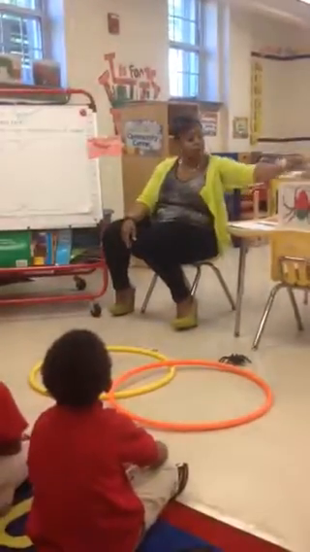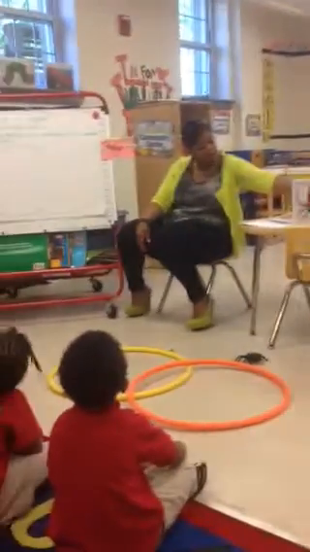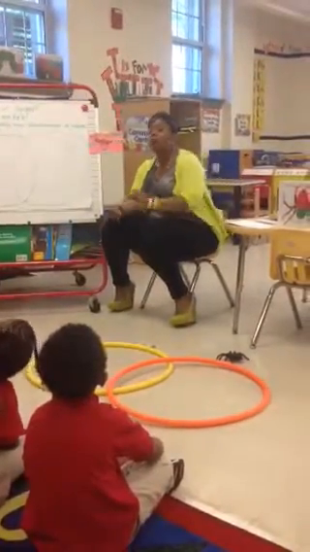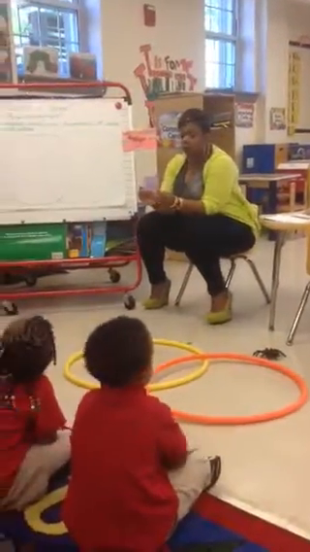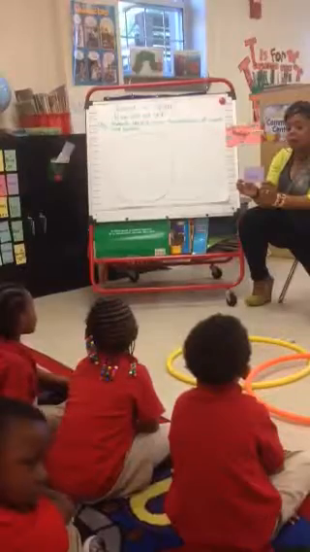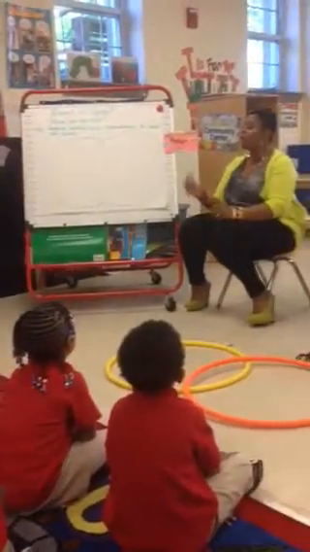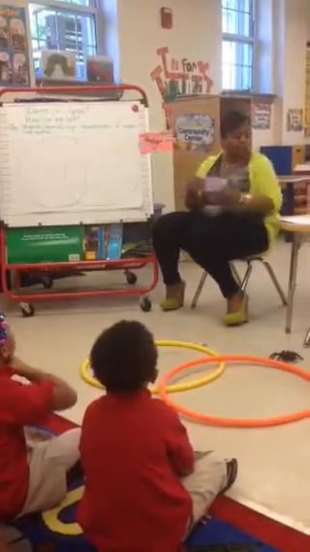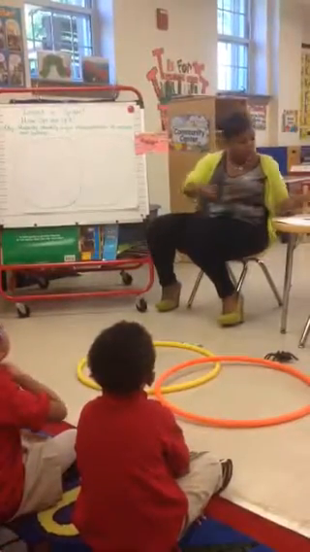Okay, when I call your name, I'm going to pull a name out of this bag. You're going to tell me one part that an insect has. Whose name is this? China. Tell me one part of an insect's body. Thorax. China remembered thorax. Thorax is the middle part of the insect's body. Good job, China. China gets a sticker on her card.